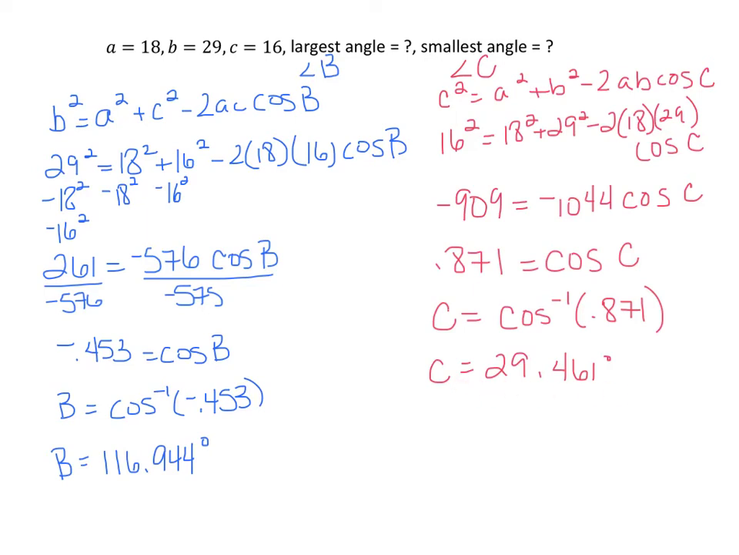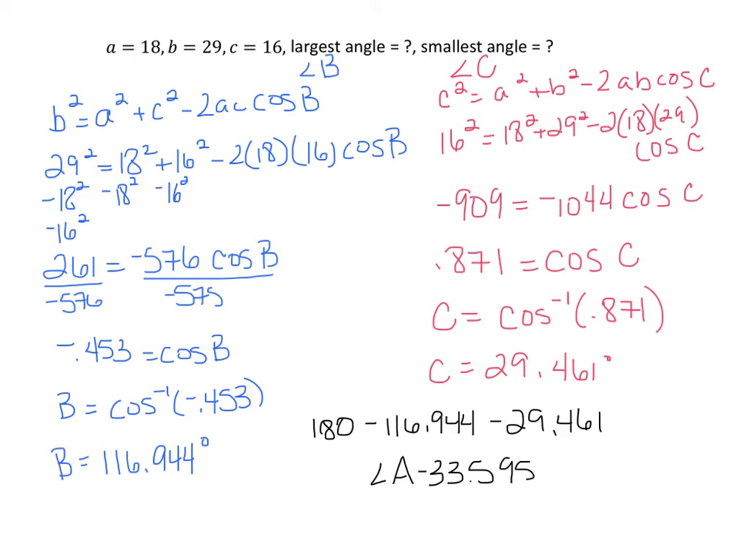Now we can check to make sure that this is in fact the largest and that is in fact the smallest, and the way we'll do that is we will find the angle that will make them equal to 180 degrees. So if I take 180 minus 116.944 minus 29.461, I should get an angle that's in between those two. And I get that angle A, which would be the middle angle, is 33.595, and that value is in between the other two.